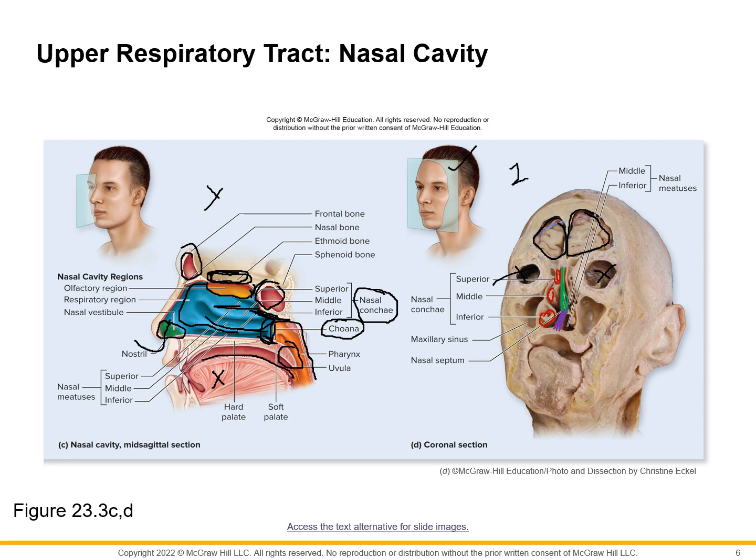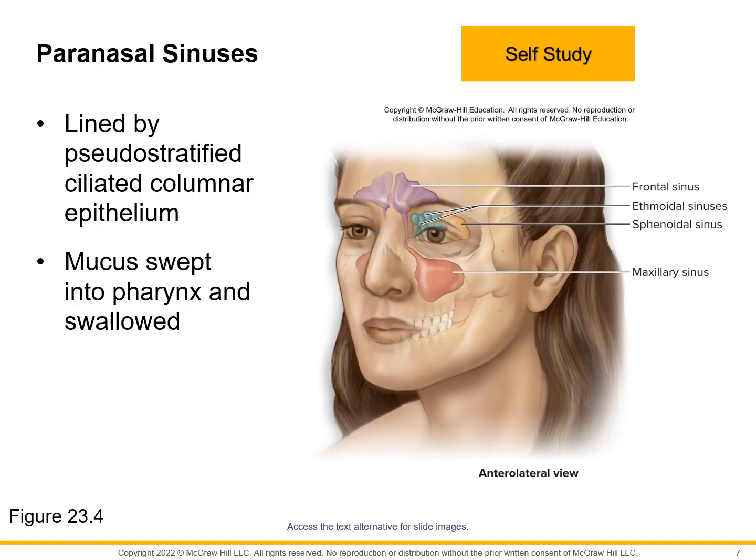Now these two hollows are your maxillary sinuses right over here. So the paranasal sinuses too were covered when we did the skull. So I have marked this slide as self-study.